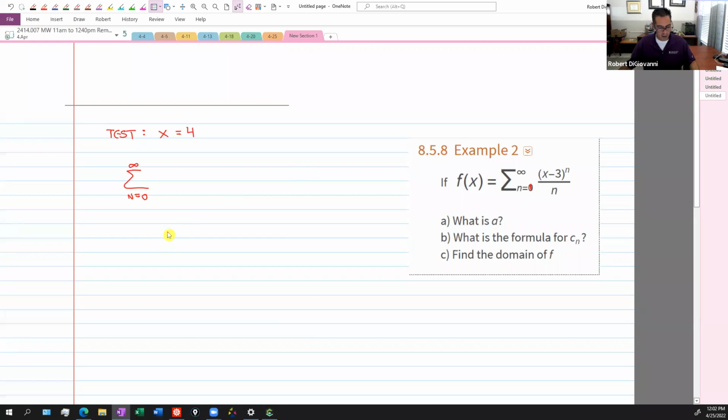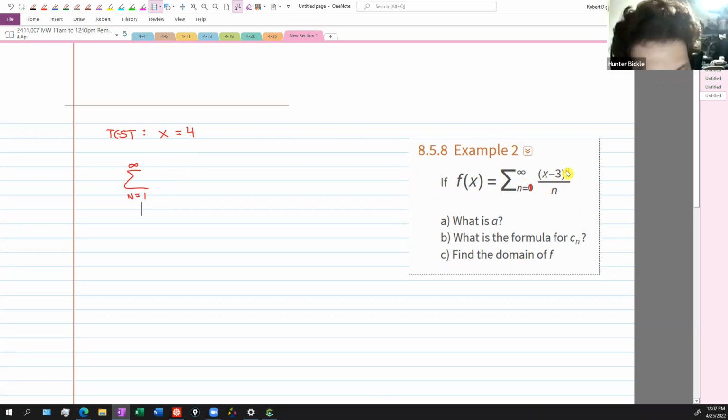Okay, so n equals 1 to infinity of, what are we doing? We're replacing x with 4. So what's 4 minus 3? 1. 1 to the n power? 1. So this can be 1 over n.